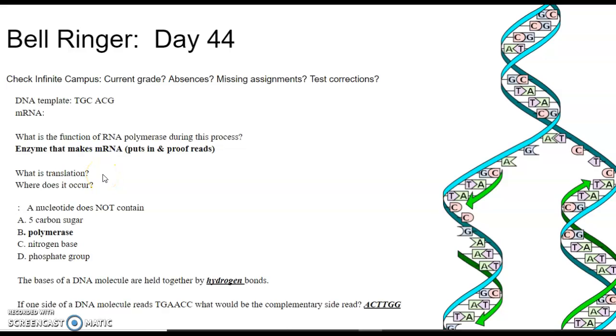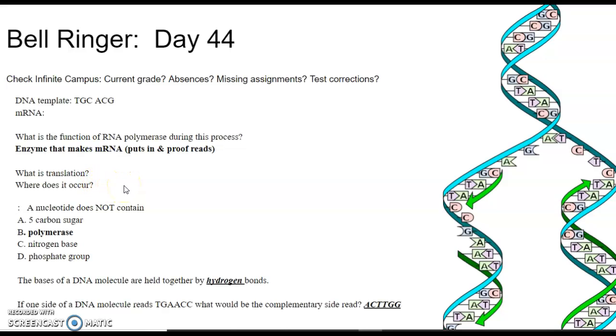So that translation is what's happening at the ribosome. It's going from that RNA to a protein. And transcription was going from DNA to RNA. And translation is going from the RNA to the protein. And where does it occur? Well, ribosomes make proteins, so it's occurring at the ribosome. Translation is making a protein occurring at the ribosome.